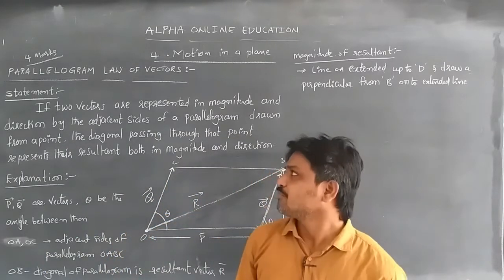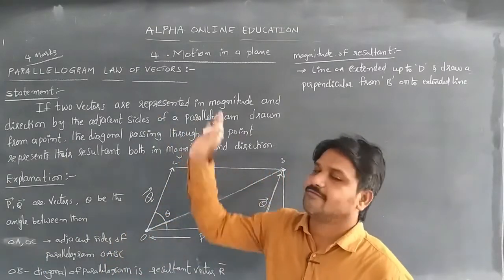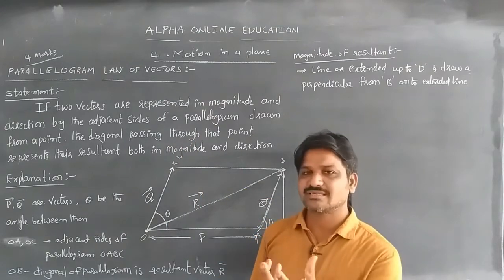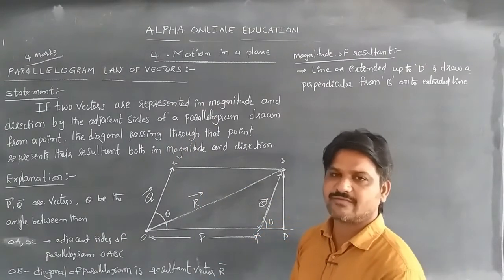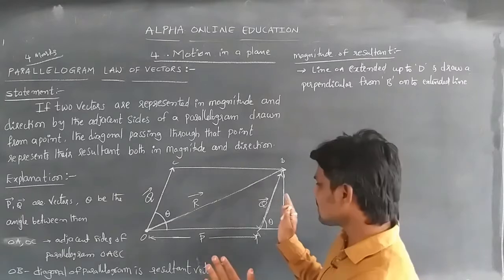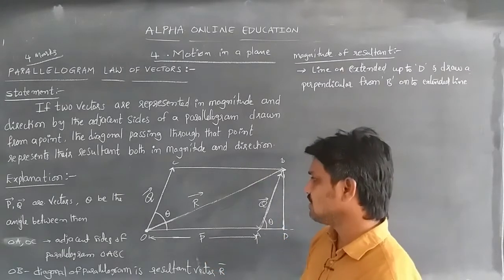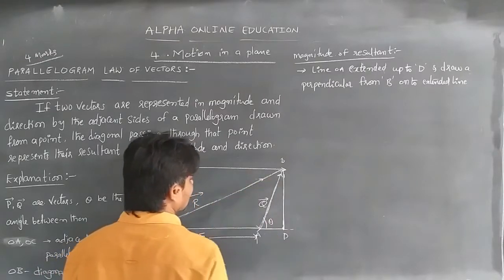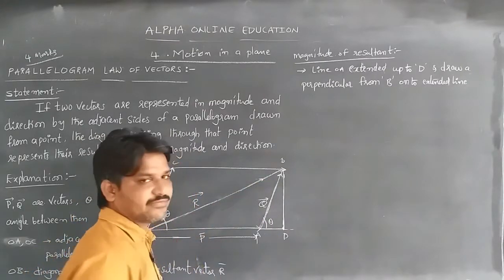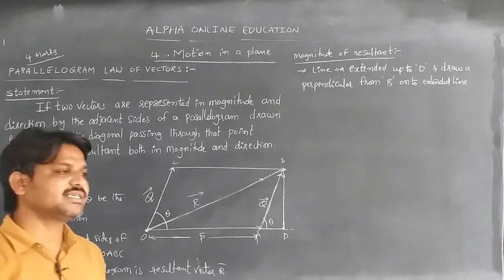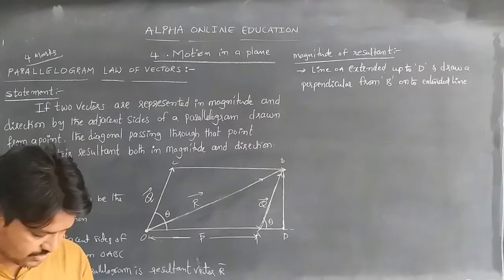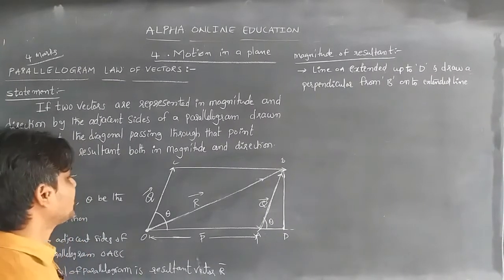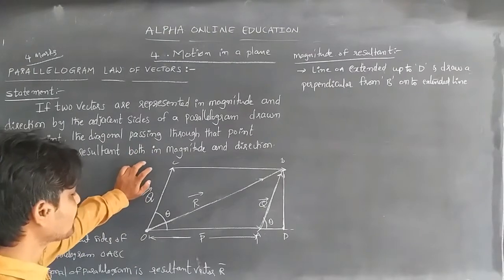So, here it is, the parallelogram law of vectors. What is the statement? What is the parallelogram law of vectors? First of all, we should know that this is a parallelogram, right? Listen carefully. The statement is most important and easy. If you read it twice, then you can get the statement easily.